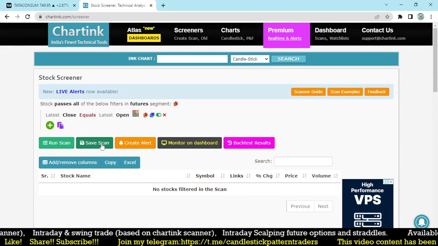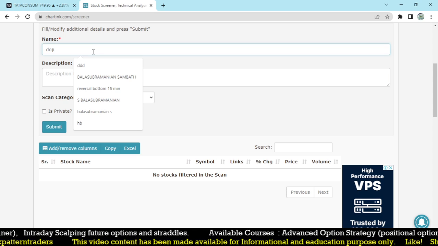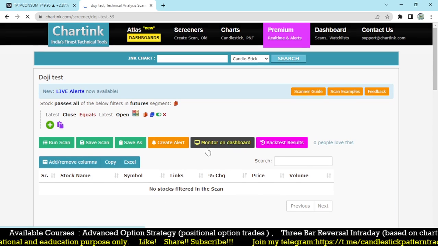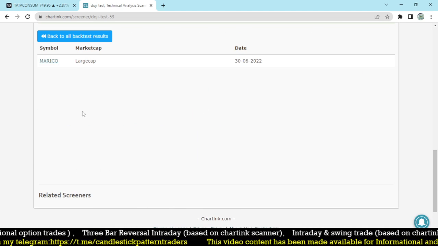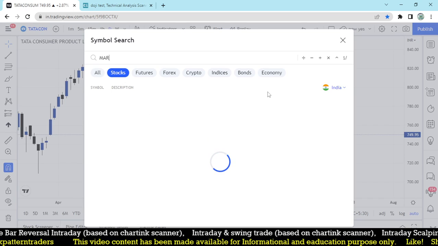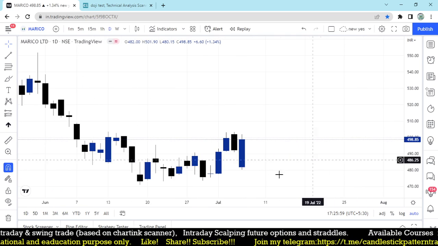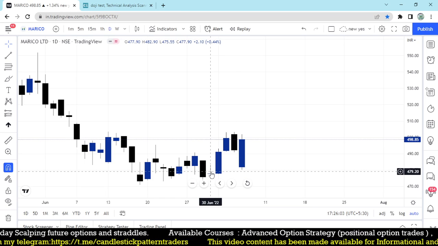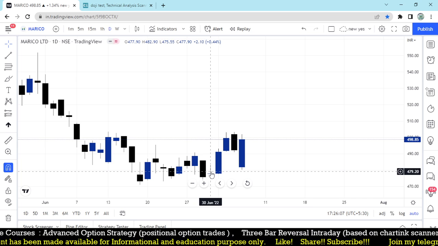First of all, we will save the scan. We'll name it doji and test. I'll submit it. If you want to backtest, just go for 30th June. Let's check whether it is right or wrong. Open equal to close on 30th June: the open price is 477.90 and the close price is 477.90. Exactly, the prices are equal.